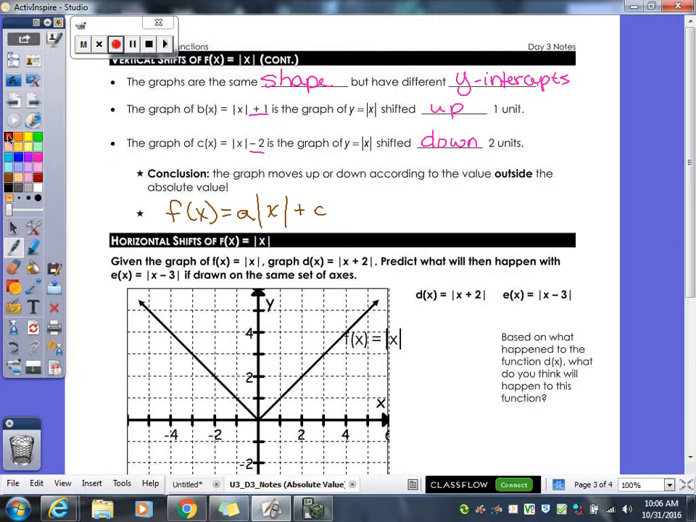Sometimes, again, they'll give you a new function name, and they'll say to take the other function plus c, or minus a number. That again is telling you to move your function up or down. If it's outside, it's up or down.